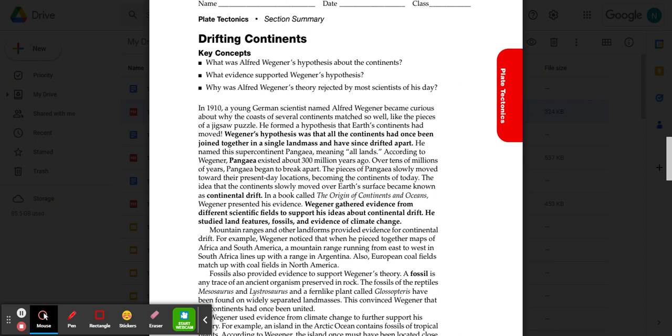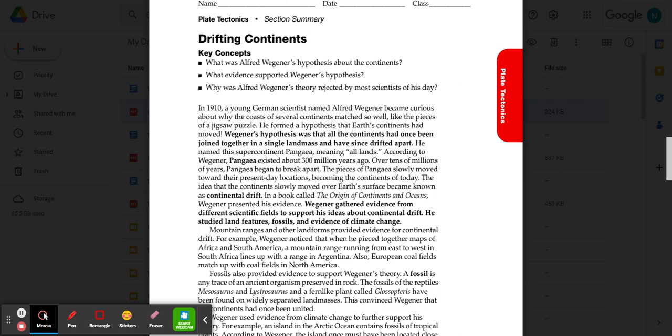In 1910, a German scientist named Alfred Wegener became curious about why the coasts of several continents matched so well, like the pieces of a jigsaw puzzle. He formed a hypothesis that Earth's continents had moved. Wegener's hypothesis was that all the continents had once been joined together in a single landmass and have since drifted apart. He named this supercontinent Pangaea, meaning all lands. According to Wegener, Pangaea existed about 300 million years ago.